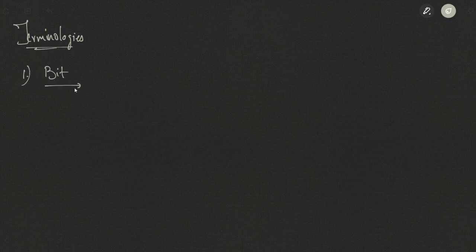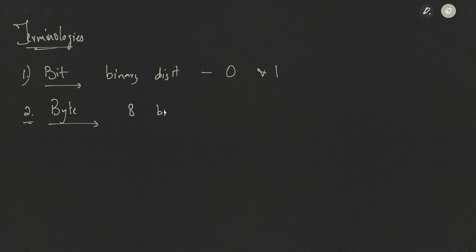You have a bit. It's simply a binary digit, and it can either be 0 or it can be 1. Then you have a byte. So it's an 8-bit combination. Fine. You have a nibble. It's a combination of 4 bits.